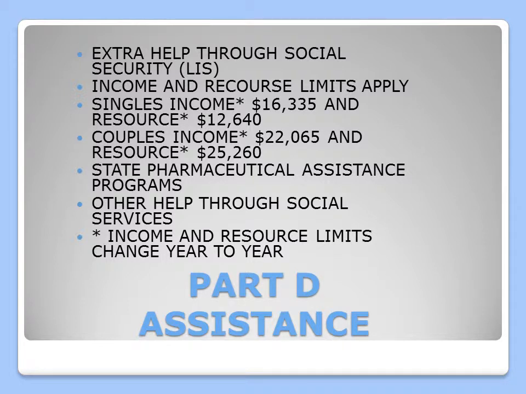So there is Part D assistance if your income is on the low side. Call Social Security directly on the phone. Go to Medicare.gov. There's lots of ways to apply. Talk to your local social services office. Give us a call. We'll point you in the right direction.